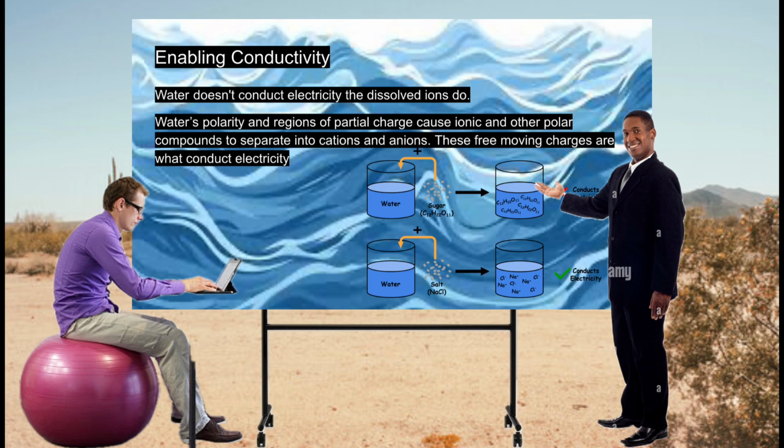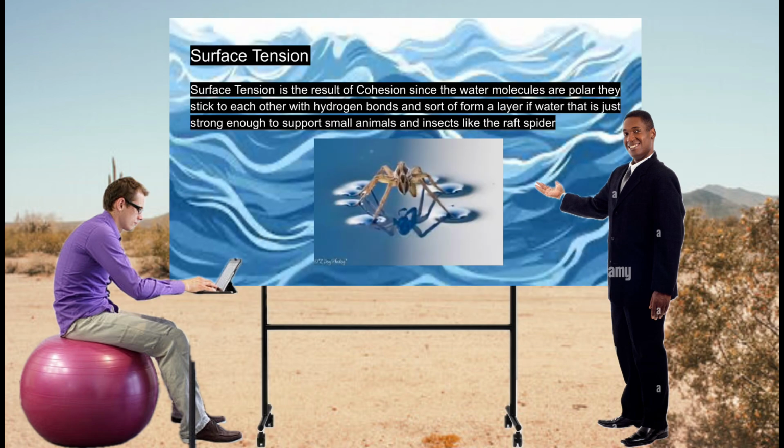The stage? Yeah, its polarity separates the ions so they can move freely. So the ions carry the shocks. Yup, exactly. They all just need the water to flow. Oh, so water enables conductivity without being the conductor itself? Right on the money. But I've seen spiders and bugs walk on water before. How does that work? Yo, that's surface tension.